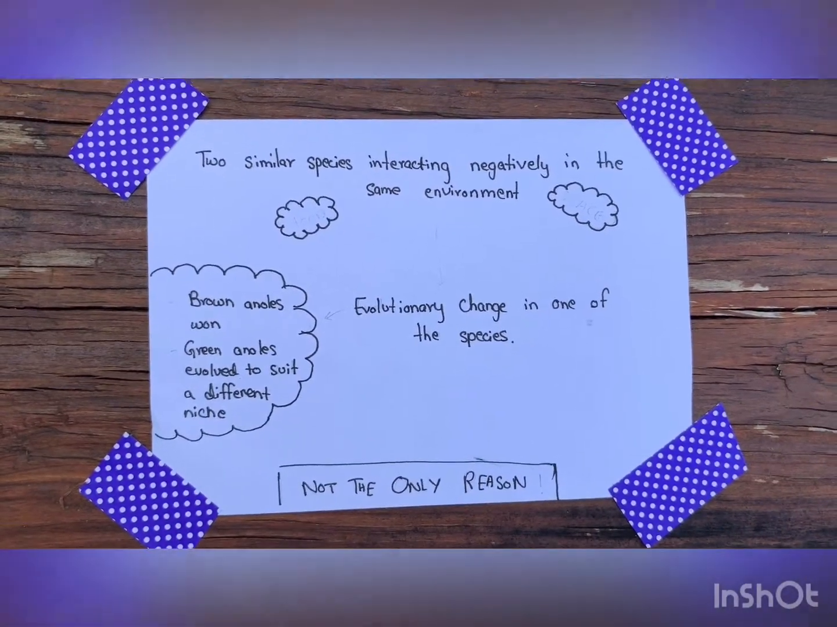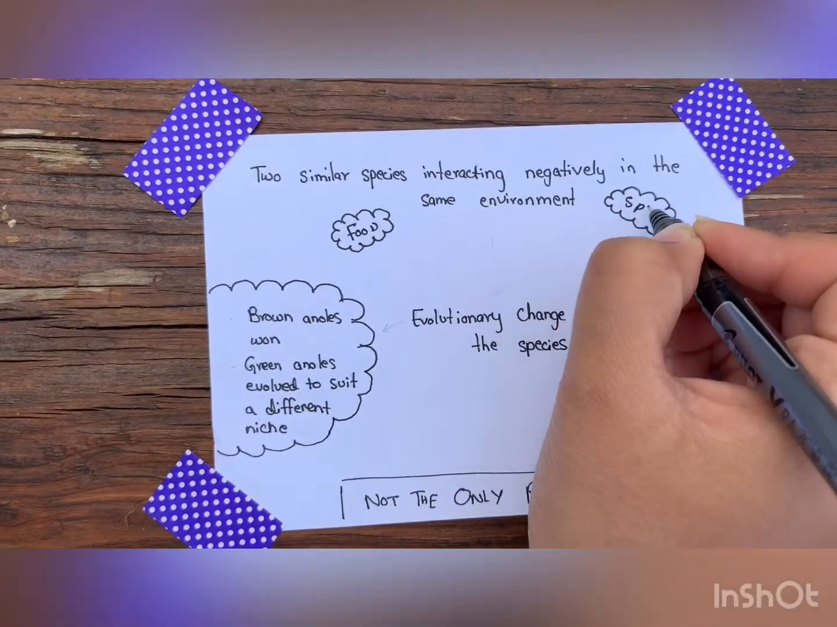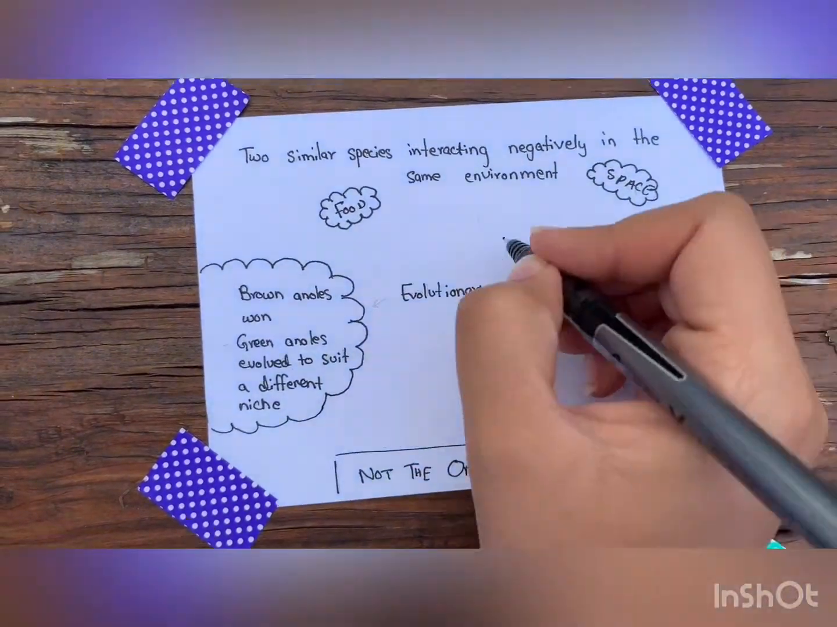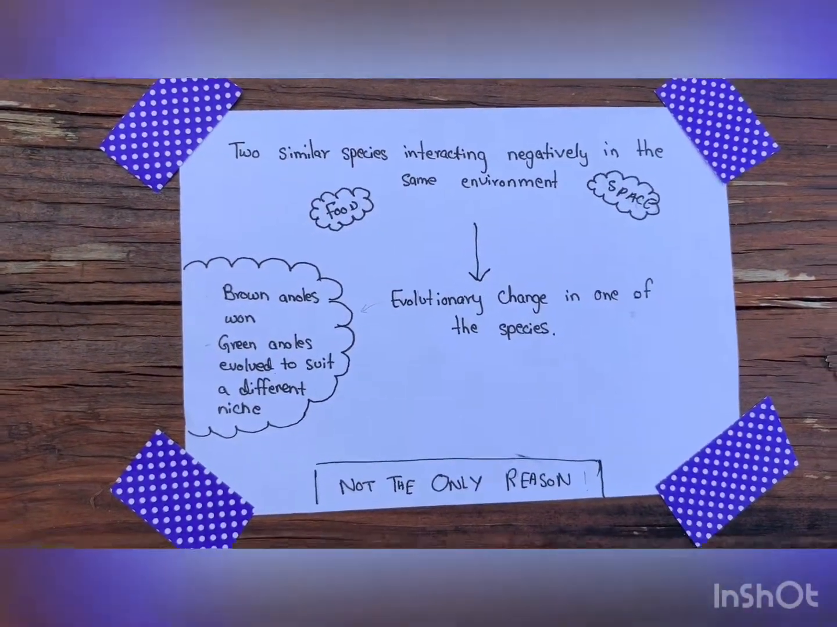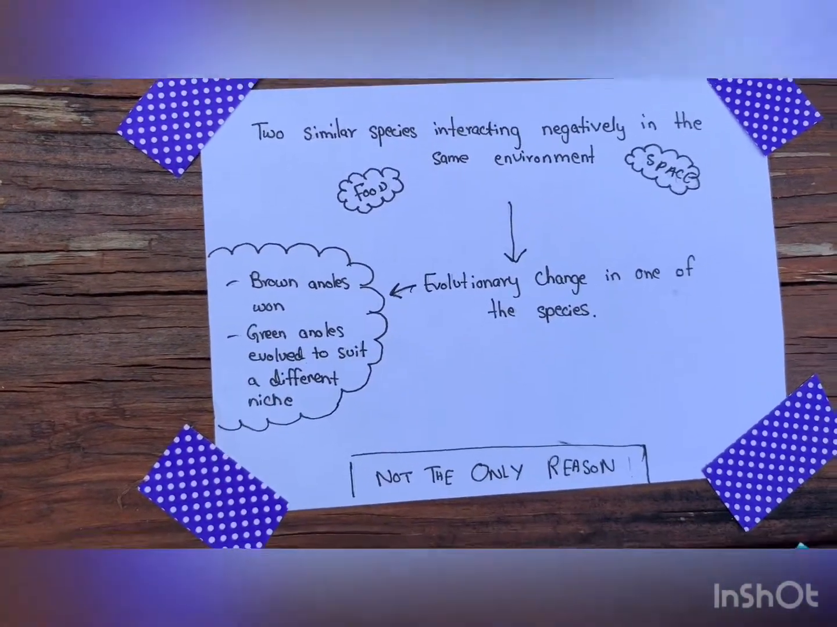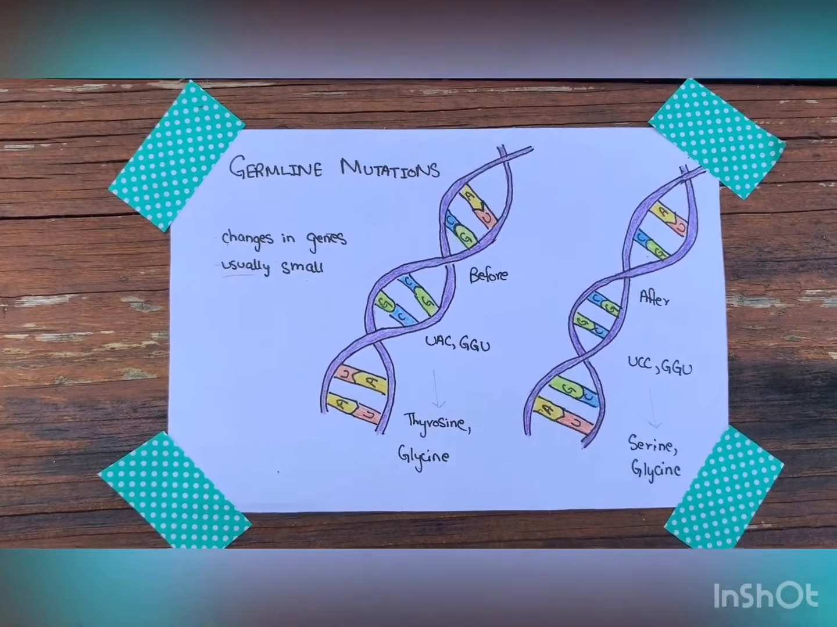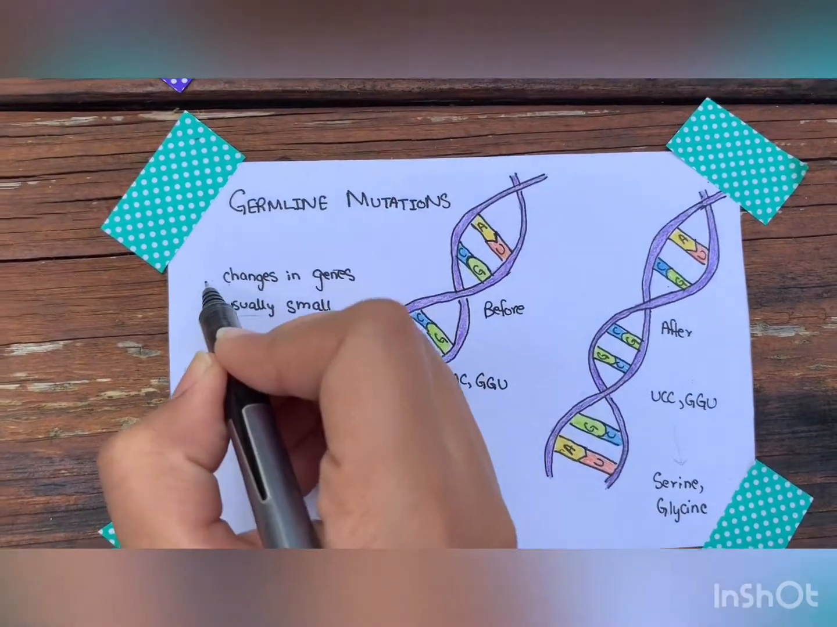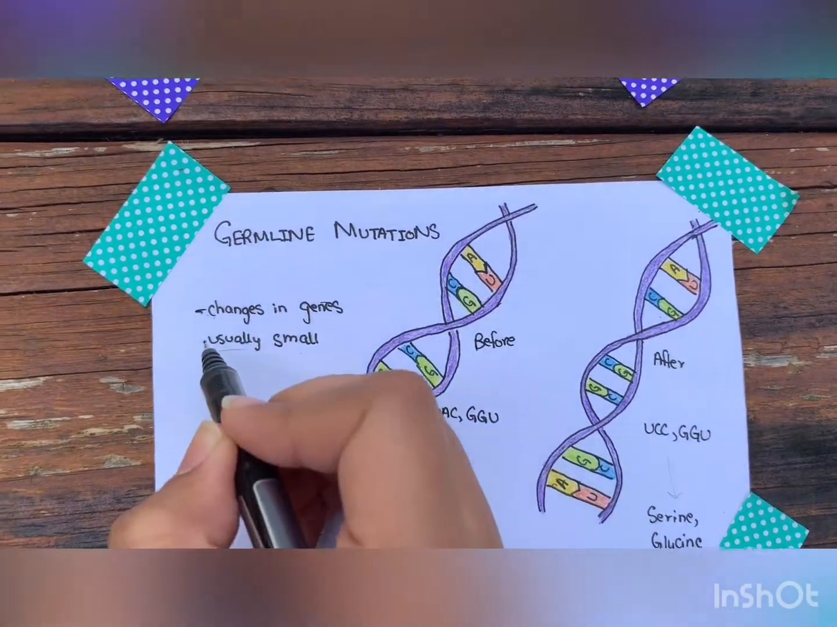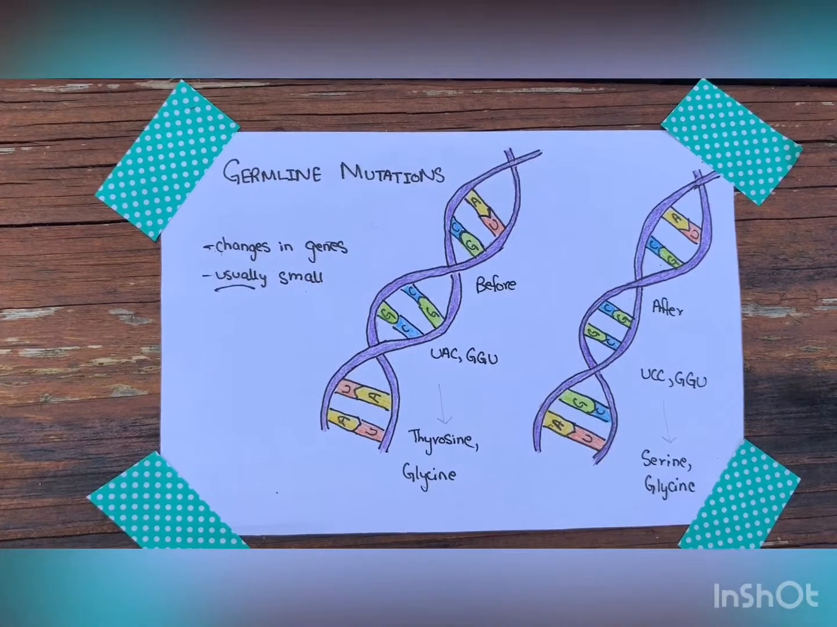Character displacement is when two similar species interact negatively in the same environment for food or space. This leads to an evolutionary change in one of the species. In this case, the brown anoles won, leaving the green anoles to evolve and suit a different niche. However, this is not the only reason for evolution. Evolution is also caused by germline mutations, in which the changes are in the genes, and they're usually small, but sometimes they can be large.